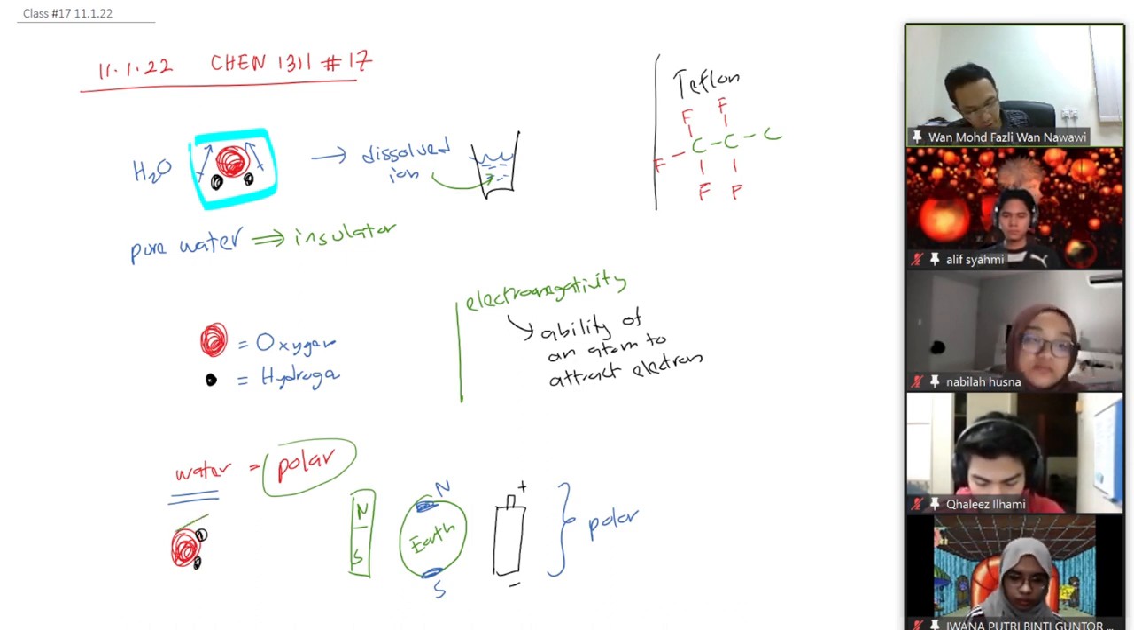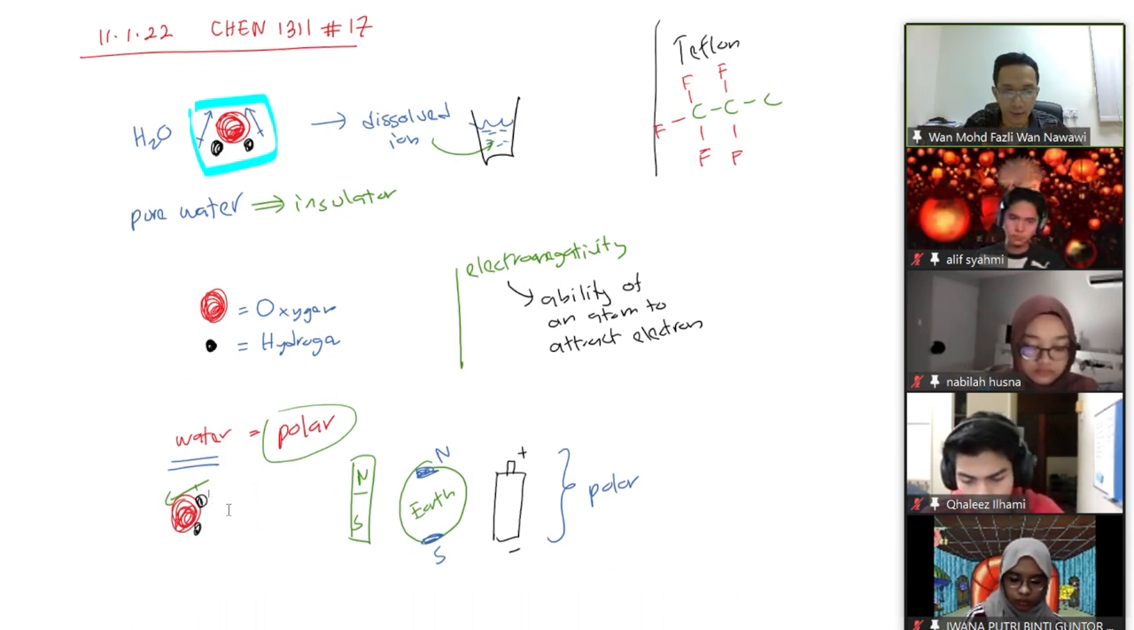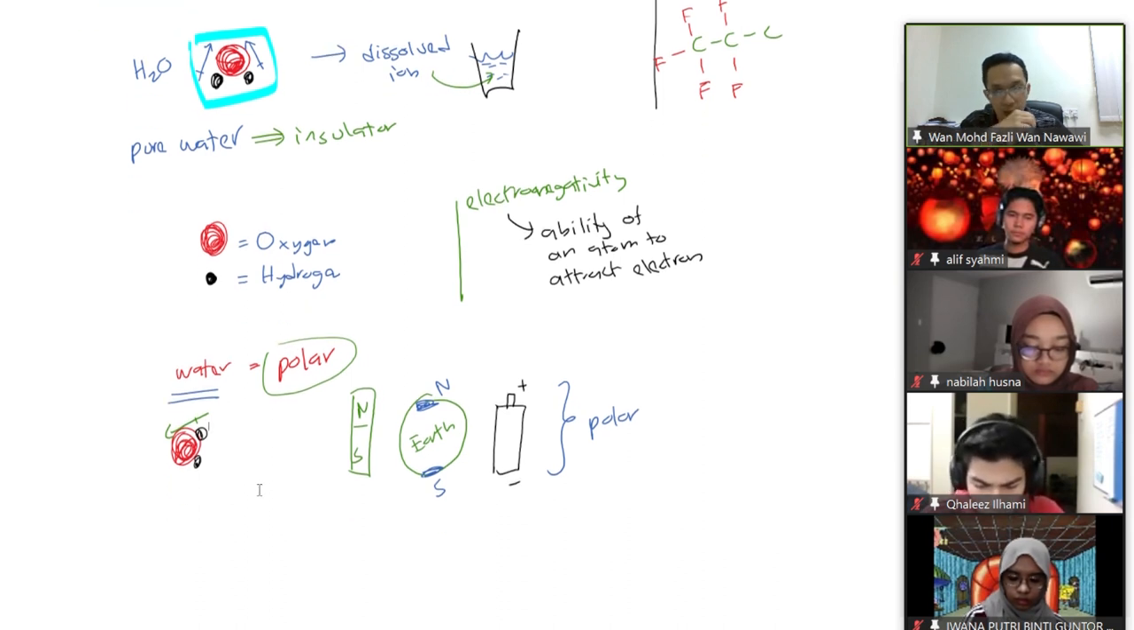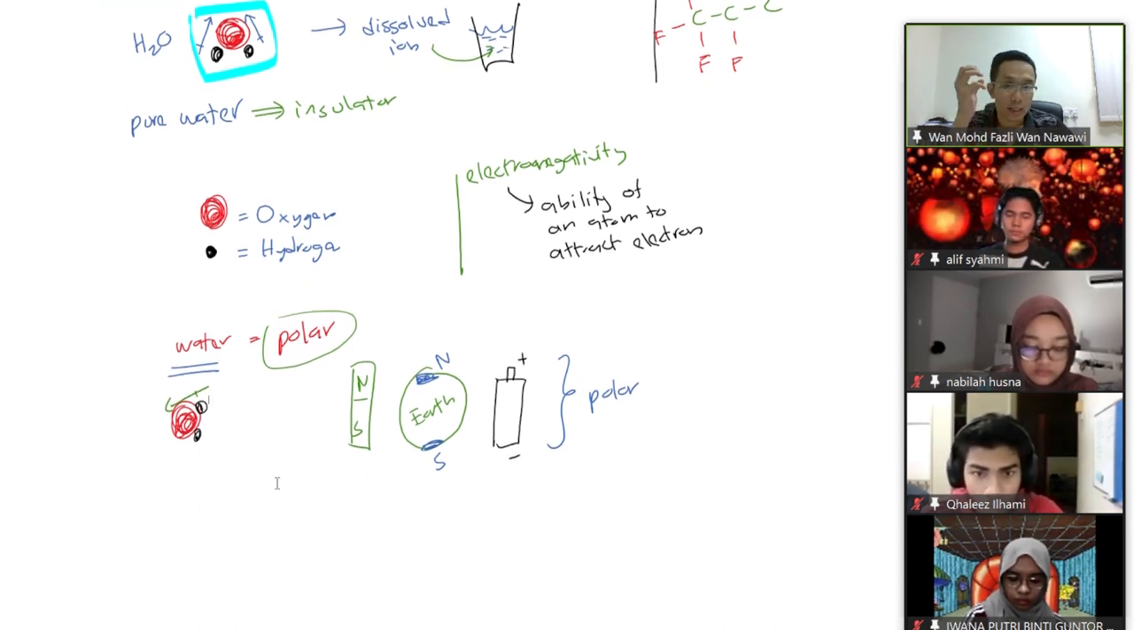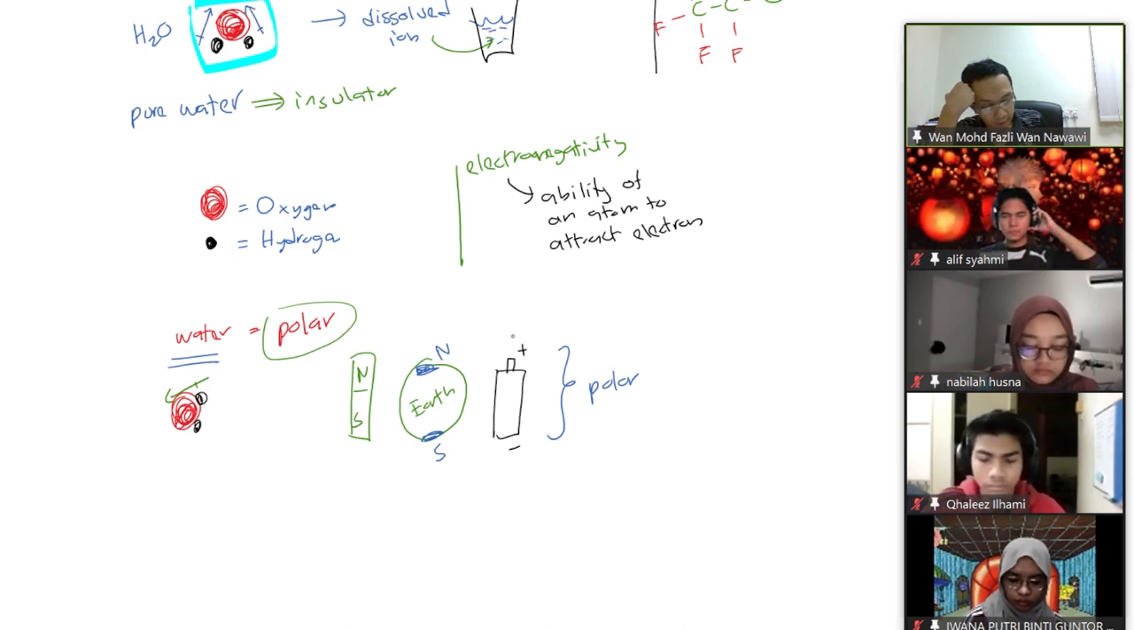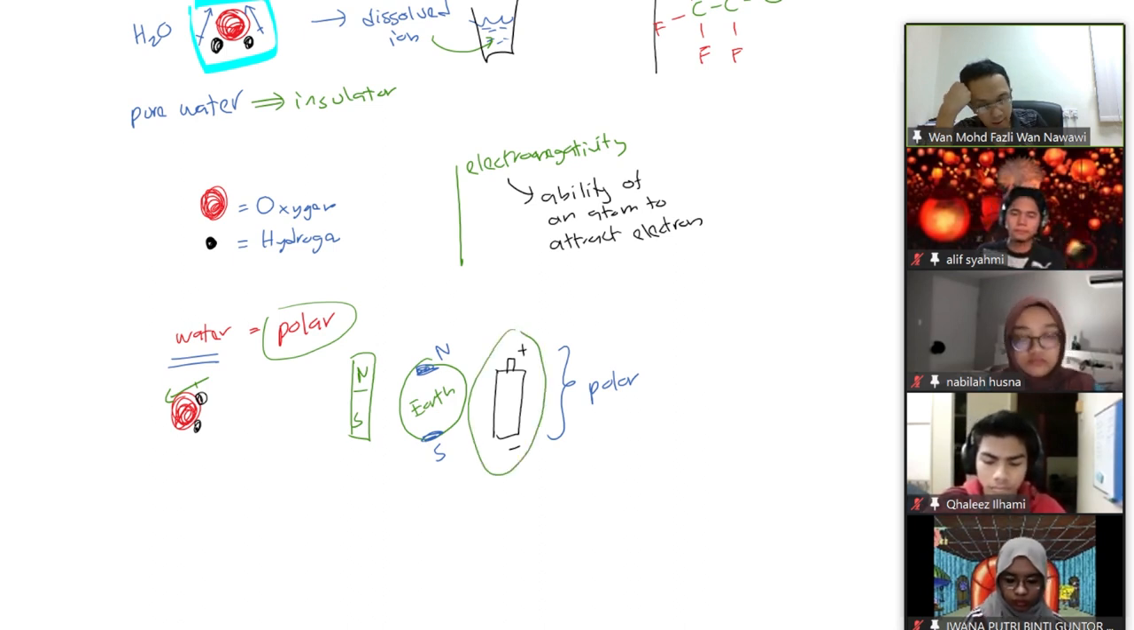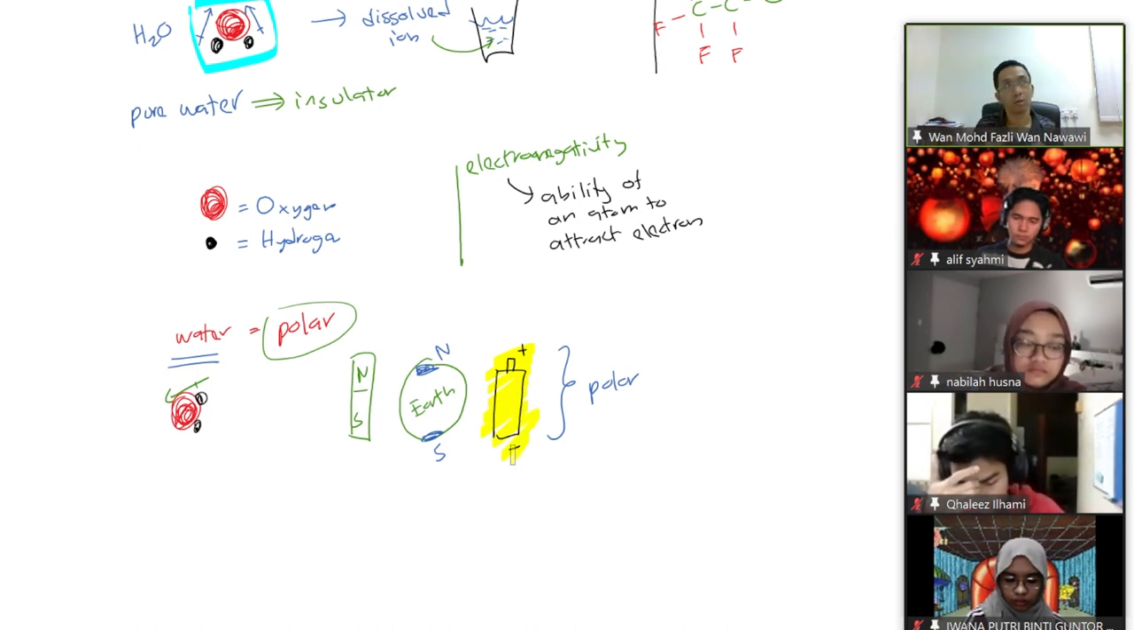Because in water most of the electrons aggregate on the oxygen side, we say polarity happens. So when there is polarity, let's take the battery: when you see the battery here, it can conduct electricity because of this polarity.